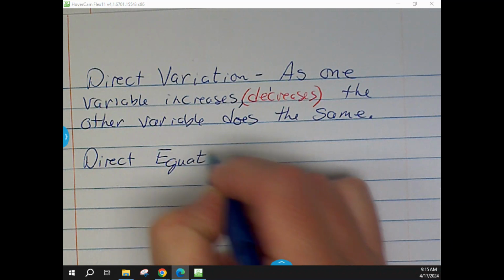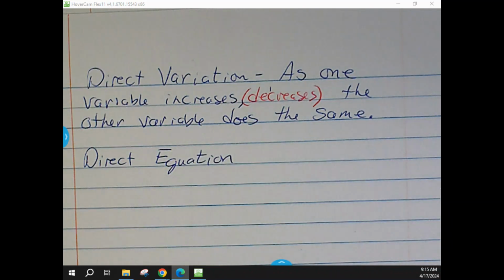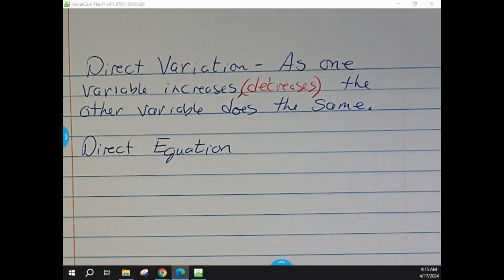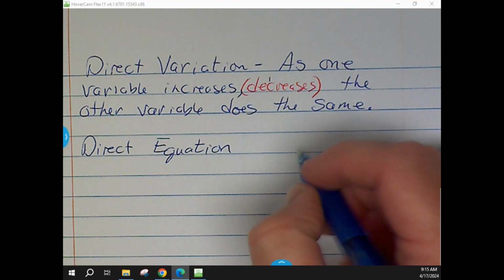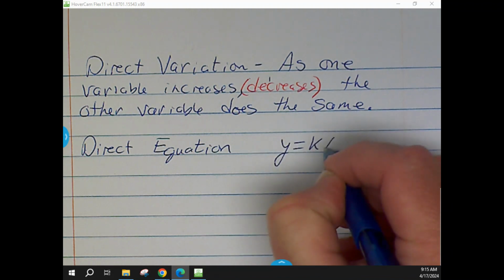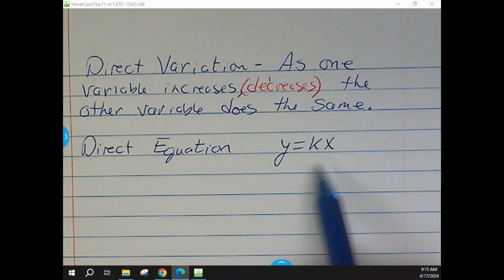Y'all doing direct equation in chemistry? Okay. Your basic, and again, the K value is still the same, but we'll get to that one a little bit different. Your direct variation equation is basically this. It's y equals K times X. That the X value is, and why it's direct is the direct is right beside the K value.